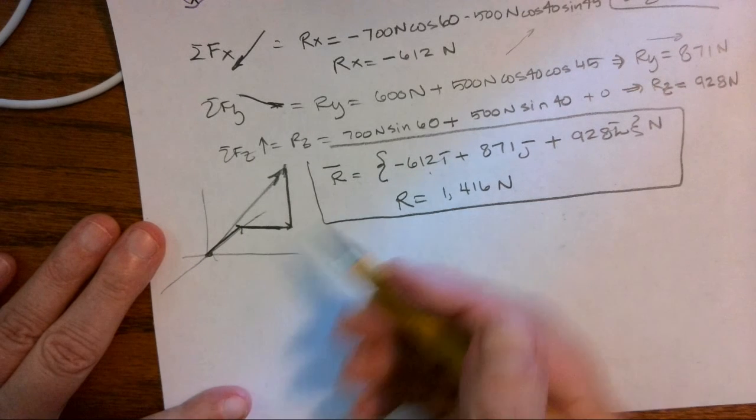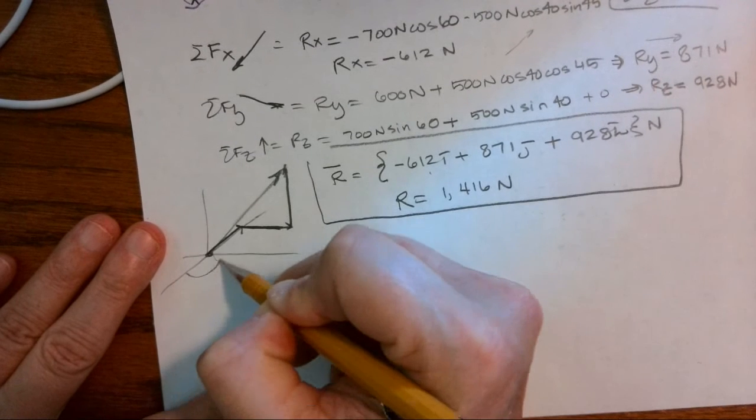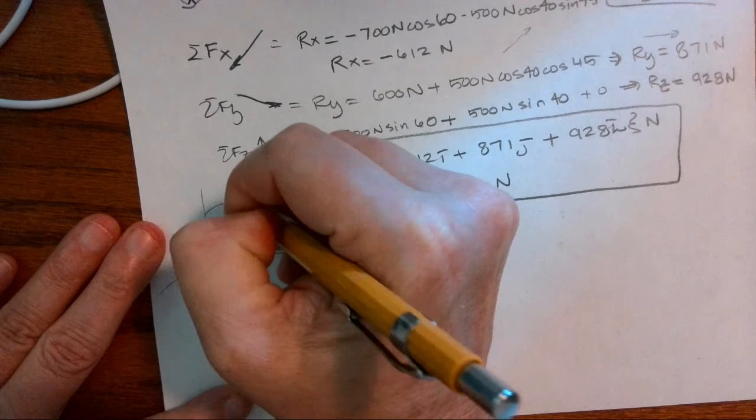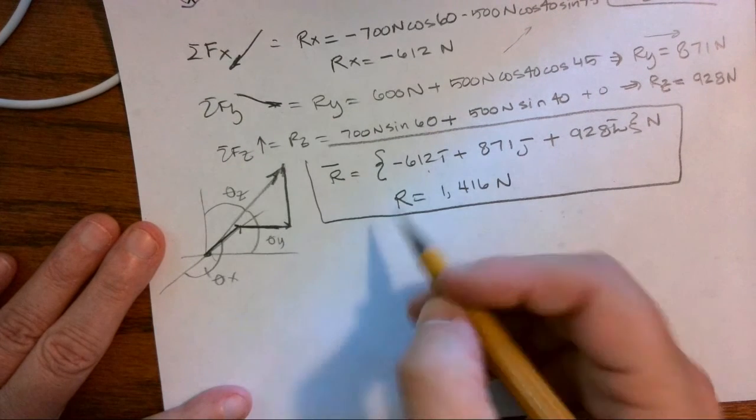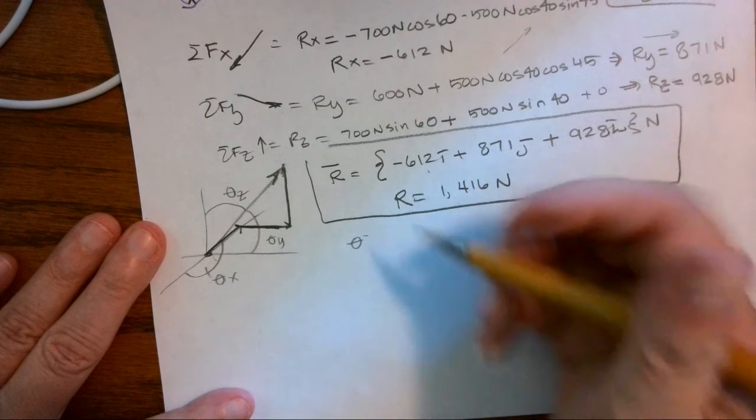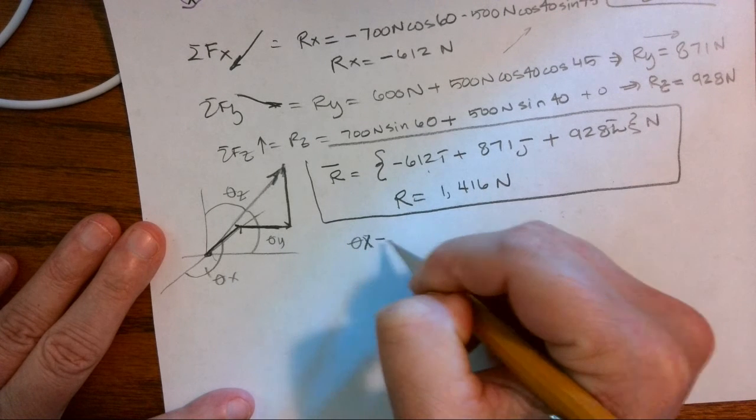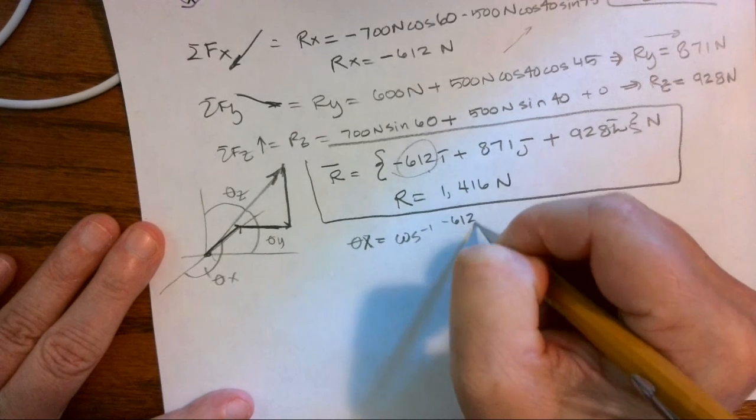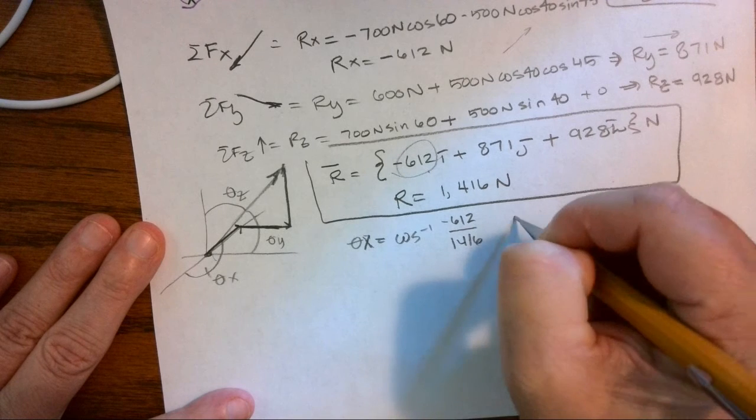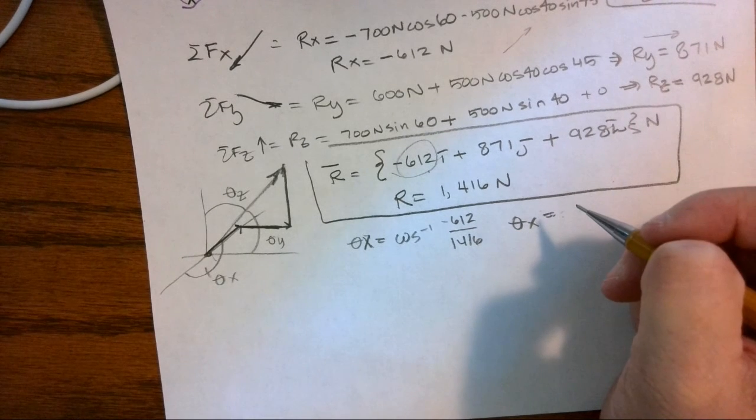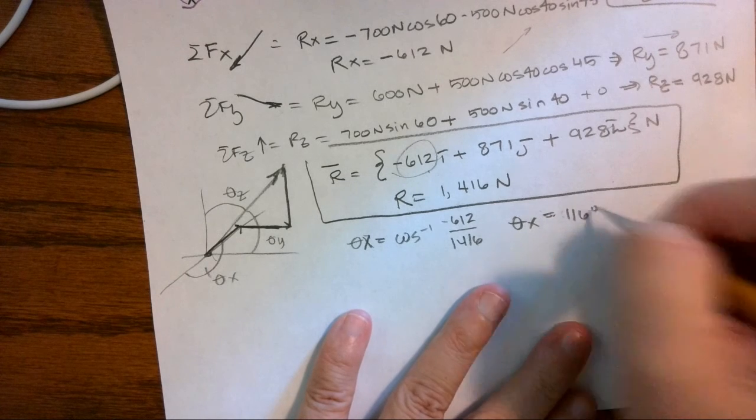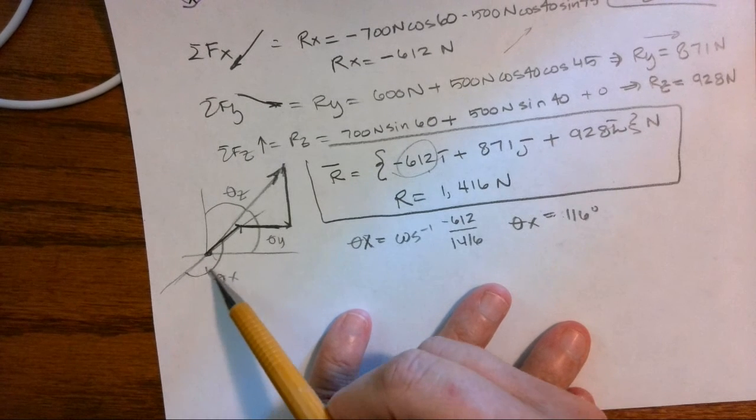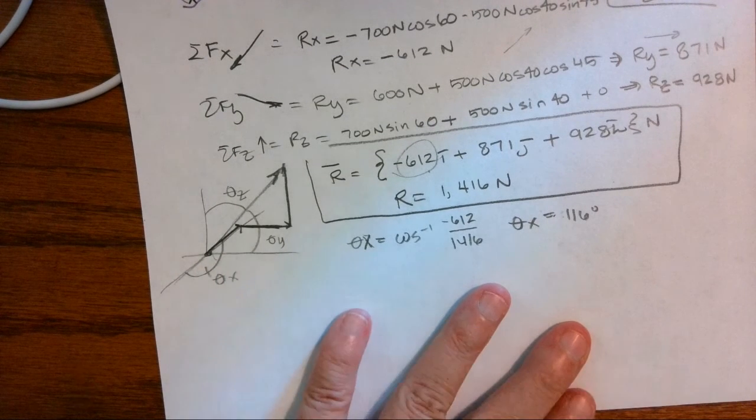I could find my direction cosines, my theta x, my theta y, and my theta z. Theta x equals inverse cosine of component over magnitude. And if I work that out, I get a theta x of 116 degrees, which makes sense. I'm not in the positive direction. I've circled back past 90 degrees and I'm coming off the negative x-axis.